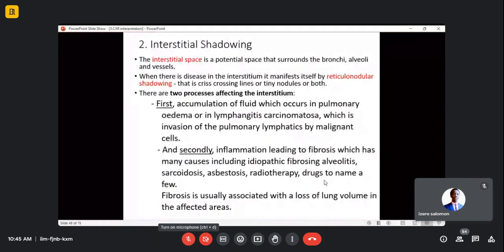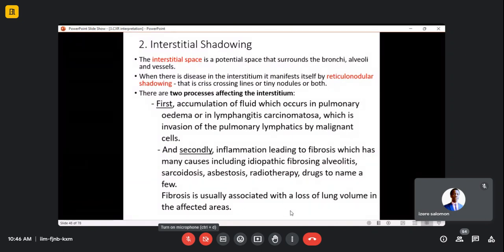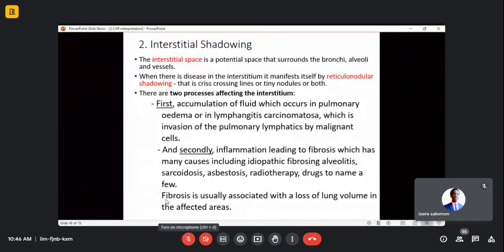Those are different types that can cause opacities looking like interstitial opacities, as you have seen them, either linear, reticular, or nodular opacities. Fibrosis is usually associated with volume loss. That is the key information you have to remember. You cannot just say because it is linear or reticular, it is fibrosis, unless you have the second sign, that is volume loss of the lung.